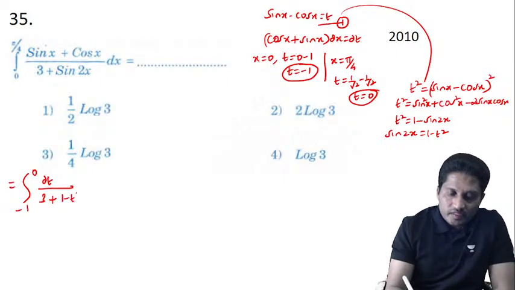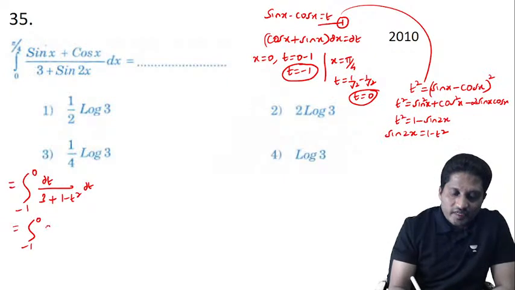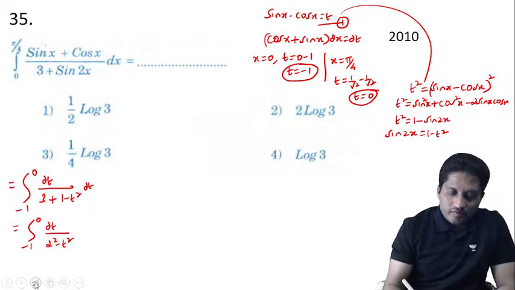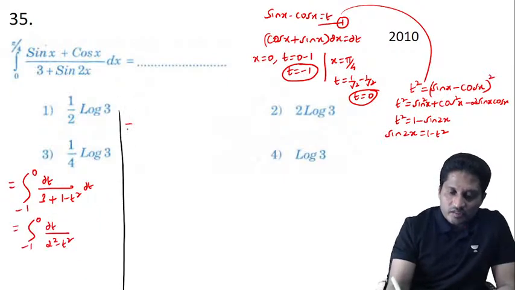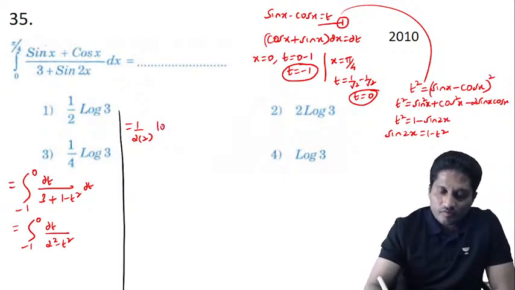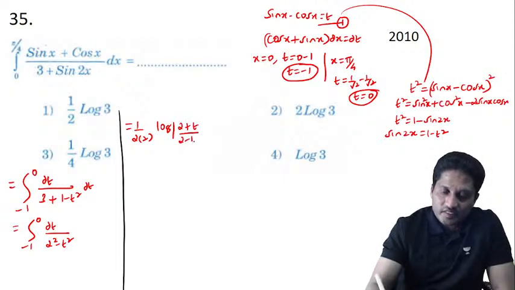So this becomes 1 minus t square into dt, minus 1 to 0, 4, right? 4 can be written as 2 square minus t square. This is of the form a square minus x square. You will get this as 1 by 2a, and then log of a plus x by a minus x between the limits minus 1 to 0.